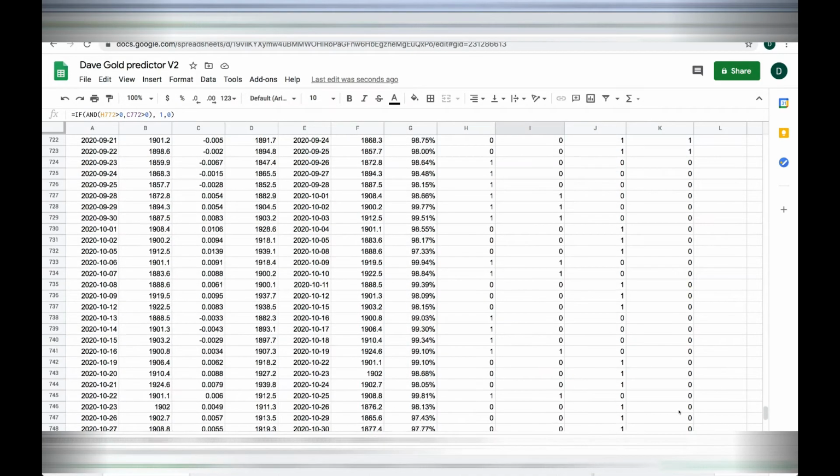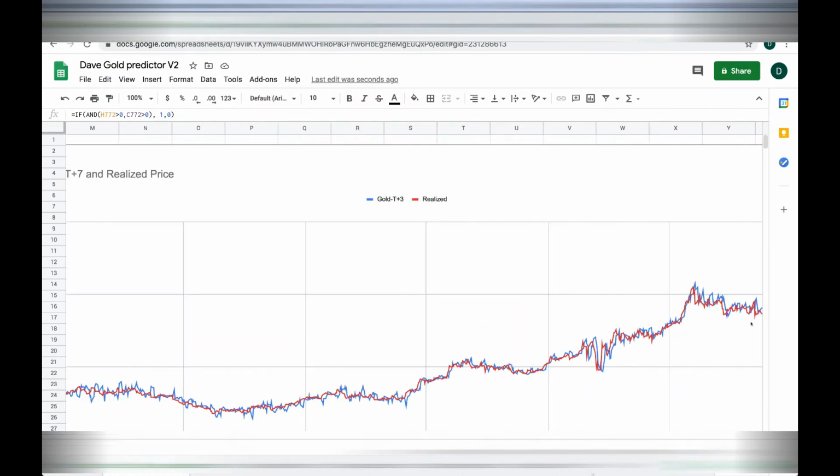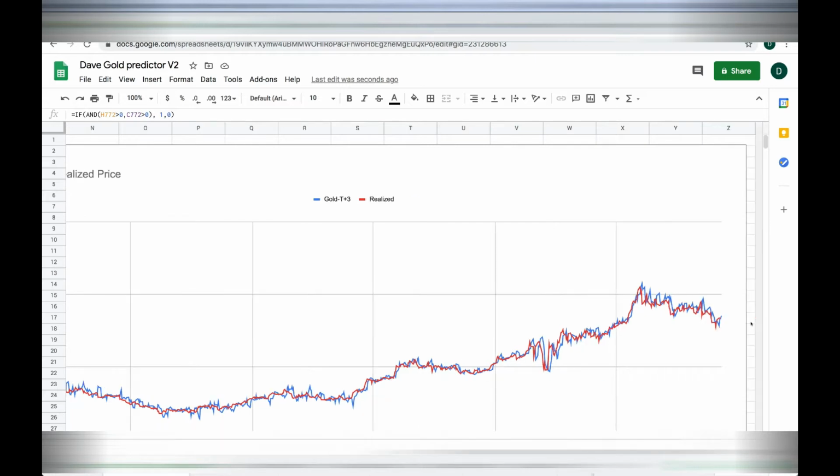And it tends to predict bull markets, like rises in prices of gold, pretty well. I think it has a slight upward trend bias. I don't know why it has an upward trend bias. It's possible that maybe gold is undervalued overall, and it believes that gold should be valued more.